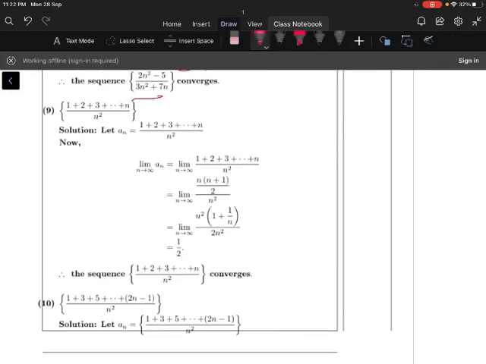Now let us take the next problem. The given sequence is (1 + 2 + 3 and so on + n)/n². Let us take the nth term. The nth term is (1 + 2 + 3 and so on + n)/n². So sum of n terms. Sum of n terms is n(n + 1)/2.